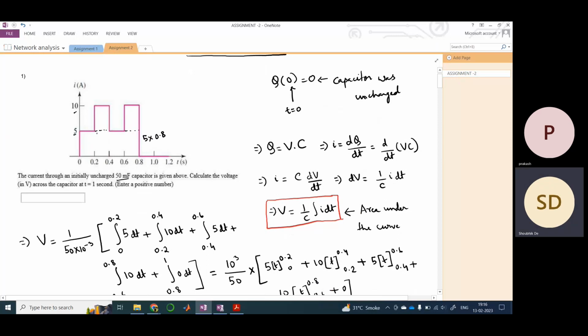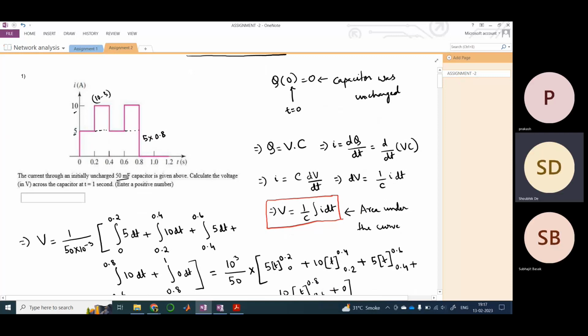So this would be 5 into 0.8, right? And this would be 10 minus 5 into 0.2, that is 0.4 minus 0.2. Similarly, here also 10 minus 5 into 0.2. So this would be 1. This would also be 1, and this would be 4, right?